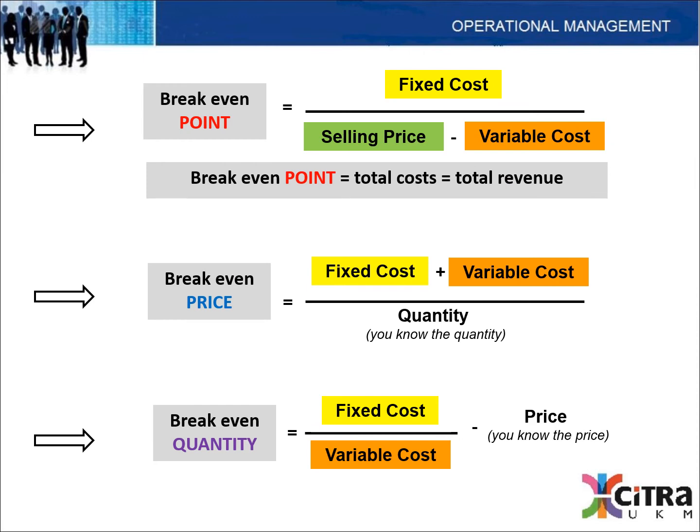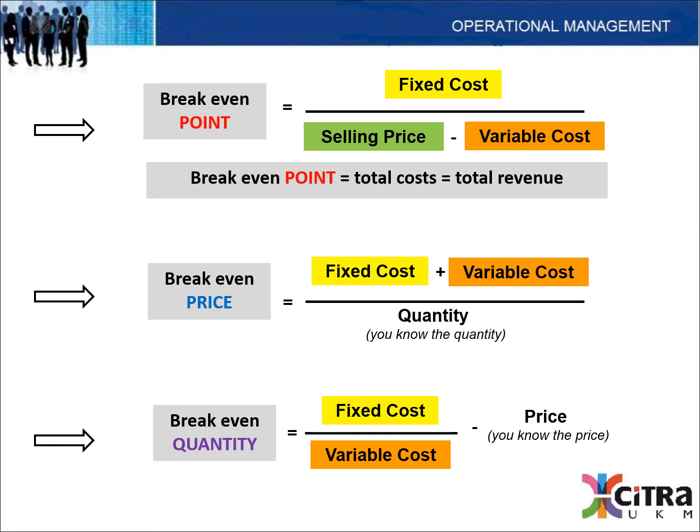The first one is the break-even point, the second one is the break-even price, and the third one is the break-even quantity. The break-even point is where the fixed cost is divided by the selling price minus the variable cost, and that is how you find your break-even point. So the break-even point is where total cost equals total revenue. You did not get a loss, and you did not make any profit. That is the break-even point.